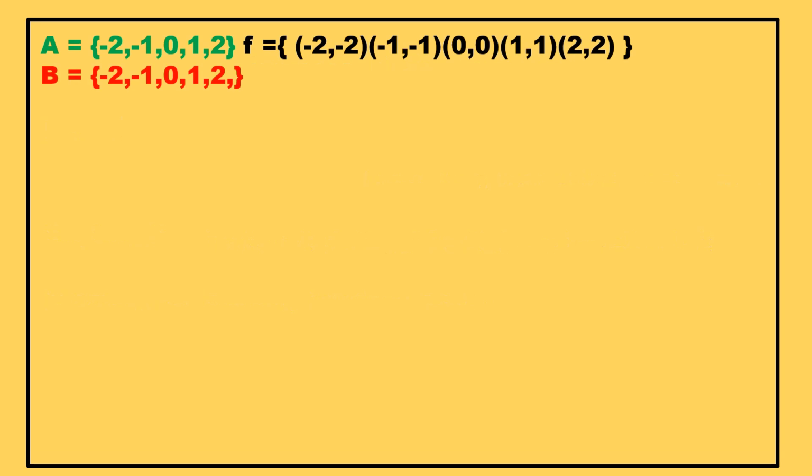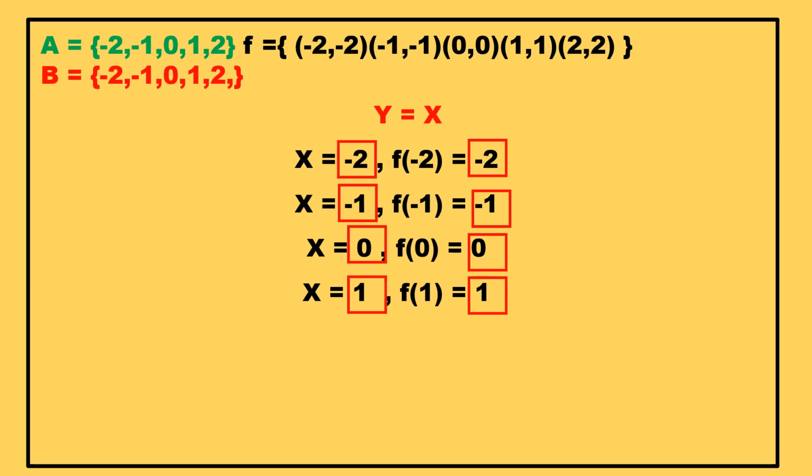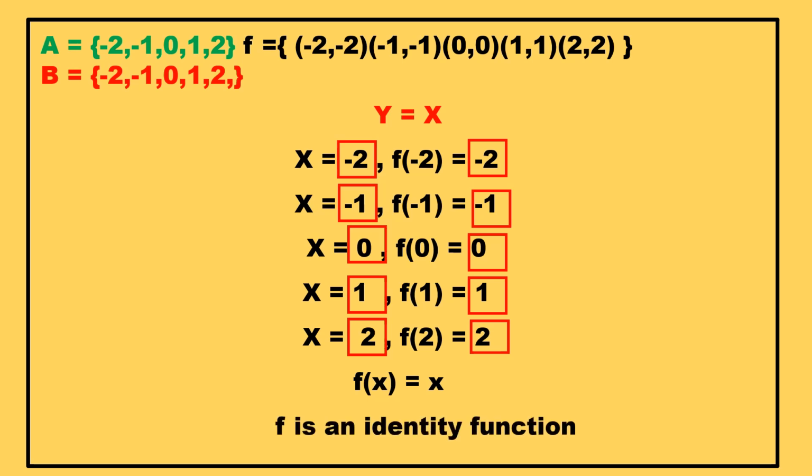Let's consider these two sets and elements of f. Since the function is y is equal to x, when we give -2 as input, we get -2 as output. When we give -1 as input, we get -1 as output. When we give 0 as input, we get 0 as output. When we give 1 as input, we get 1 as output. When we give 2 as input, we get 2 as output. So f of x is equal to x. Whatever input we give, it reflects as output. So it is an identity function.